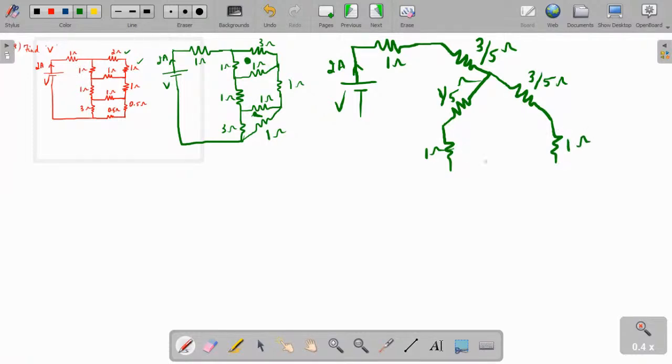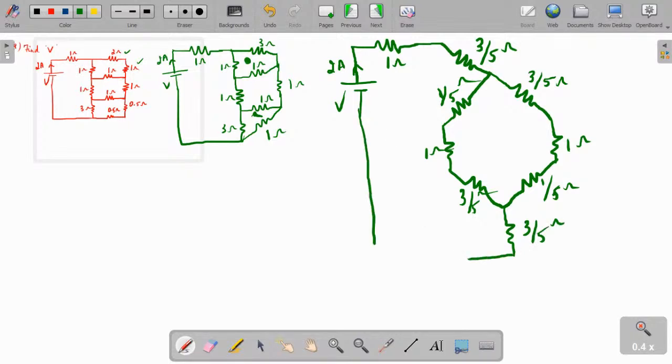Again, if we simplify this delta network, so we get a star network. So here it is 3/5 ohm, 1/5 ohm and 3/5 ohm. Okay, so now we have a set of resistors in series, 3/5, 1/5 and 1/5, 1 3/5.